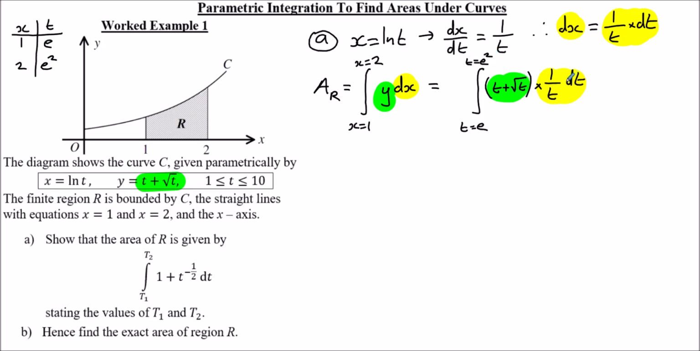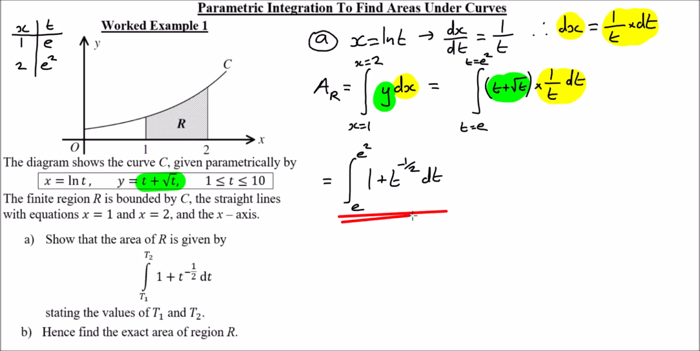So now I can simplify this as our final step for part A. So it's going to be the integral. t2 essentially is e squared, t1 at the bottom is e. So then essentially I'm expanding these brackets. So t multiplied by 1 over t just gives 1. This is the same as t to the half. t to the half divided by t will give t to the negative 1/2. So I end up with exactly what I wanted to prove as required. This is what I wanted to show, and I've shown it to be that case.